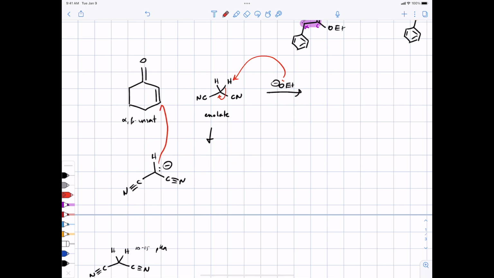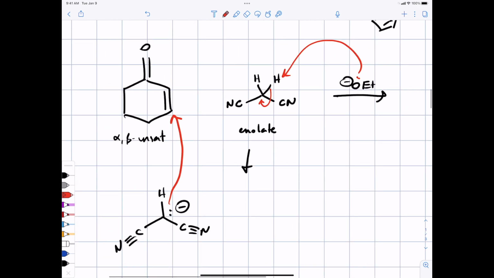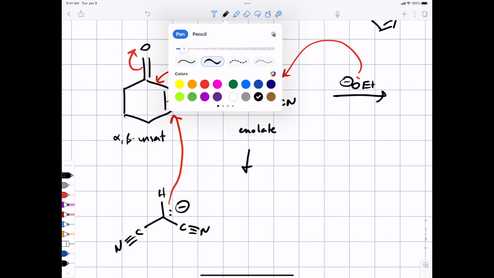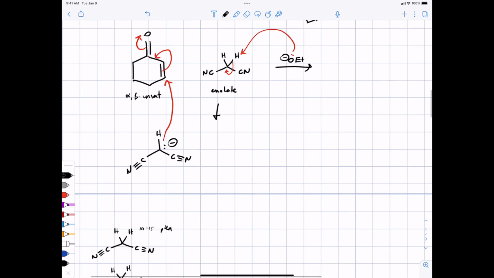Attack. And you can draw that mechanism in a couple of ways. You could simply show the electrons moving on to the alpha carbon. You could also show something like this. Either way gets you to a valid resonance structure for the intermediate.